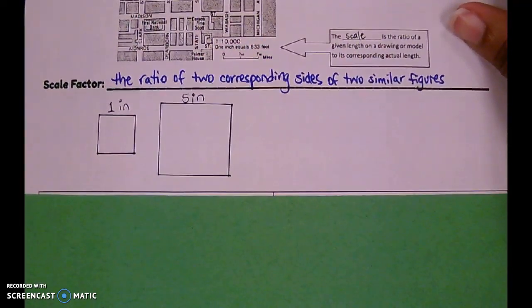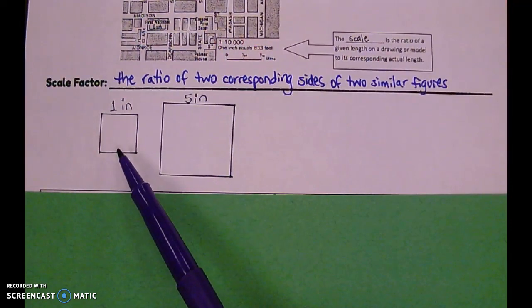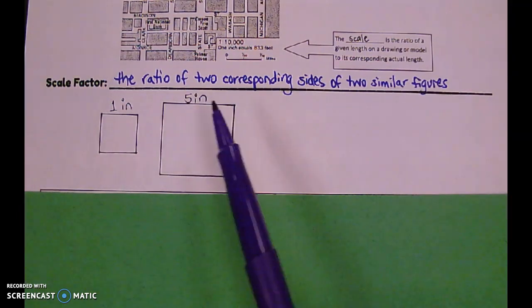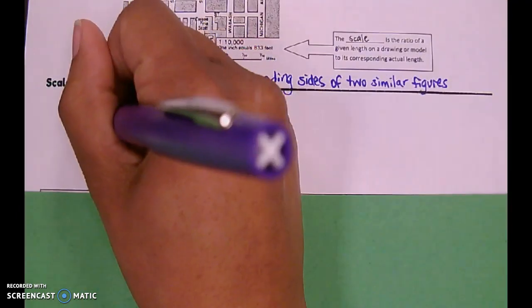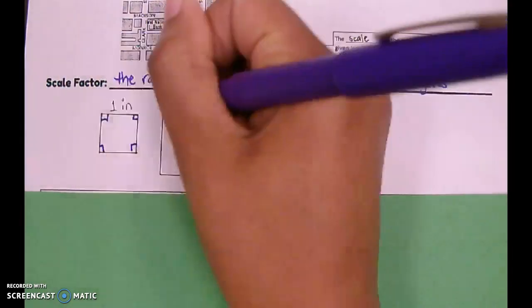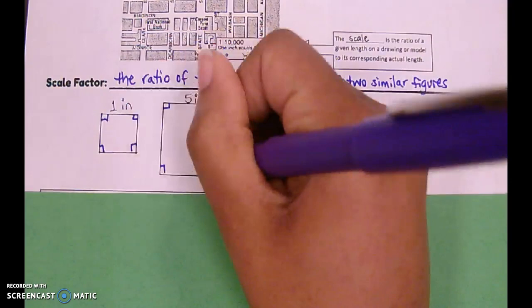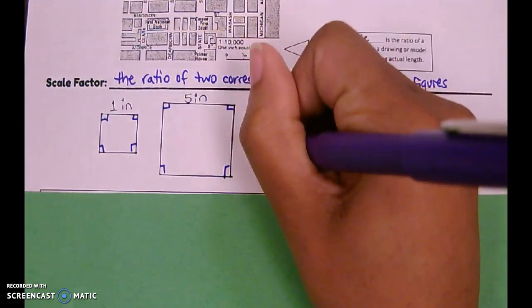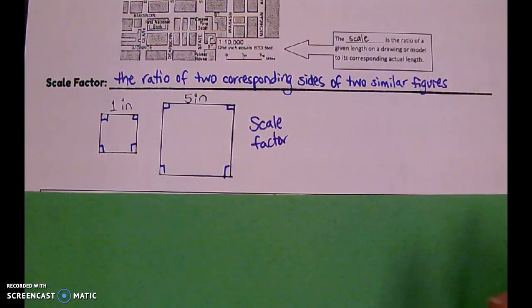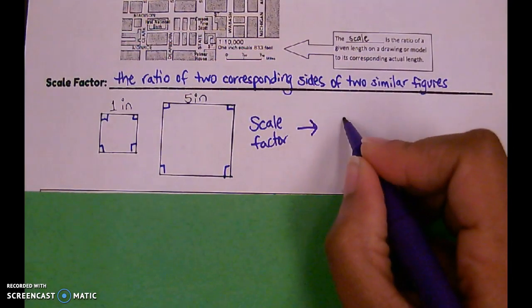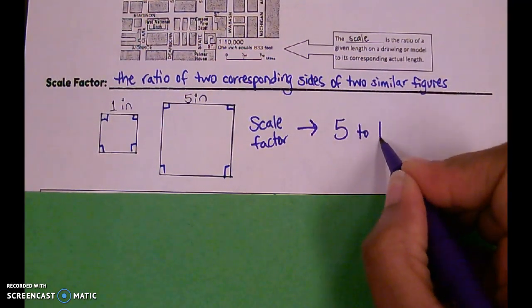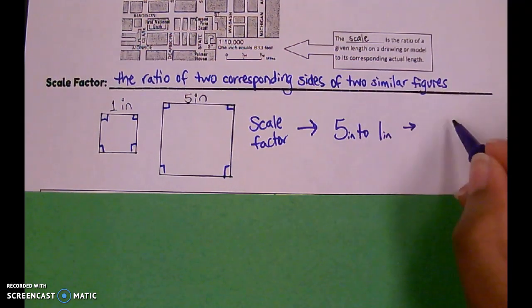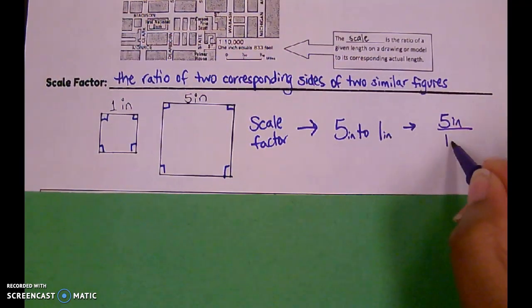Now, let's look at this example. Here we have a square that has 1-inch sides, and we have another square that has 5-inch sides. These are two similar figures because they are both squares. And I'm going to go ahead and put my right angles in here as well. If I wanted to find the scale factor of these two squares, I could say that the scale factor is 5 to 1, or 5 inches to 1 inch. And we can look at that as being 5 inches over 1 inch.